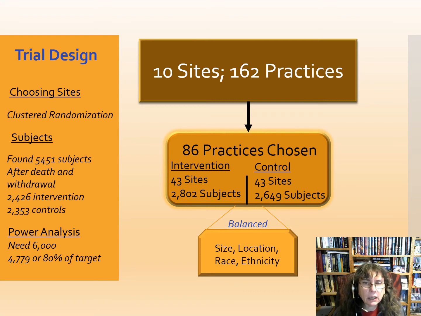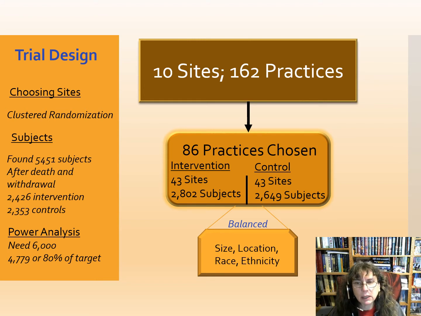The other thing they looked at was the subjects in each. If there were 2802 subjects in the intervention and 2694 in the controls, they're not going to be exactly the same because you match by number of sites, not by number of subjects. And then you have problems because people may die or withdraw from the study as time goes on. So the final count was 24 or 26 interventions and 53 controls.